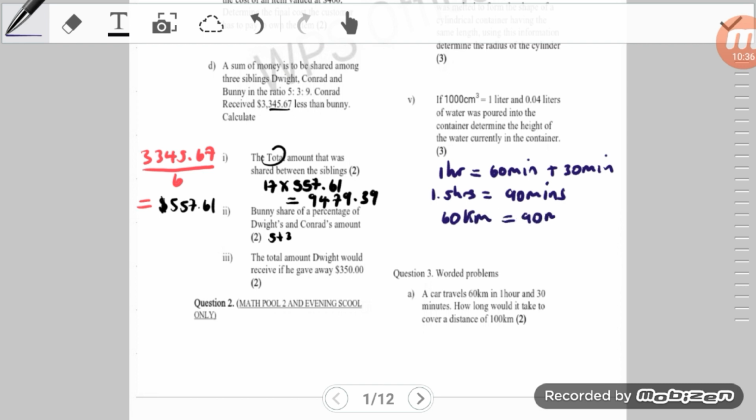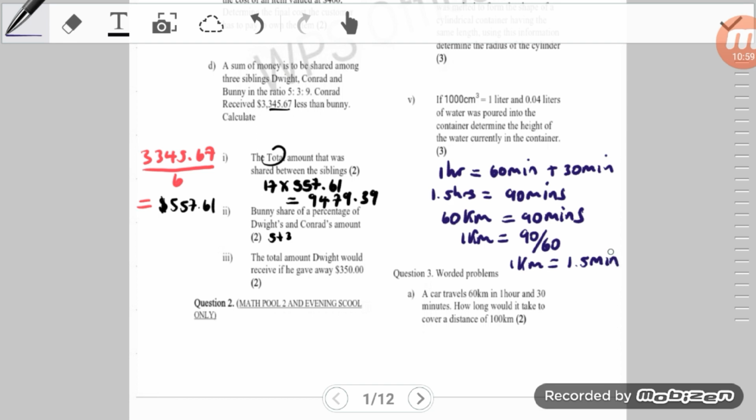And they use the principle using the ratio where they find how long would it take to travel 1 kilometer. So 1 kilometer is actually equivalent to 90 divided by 60, and so 1 kilometer worked out to be 1.5 minutes.